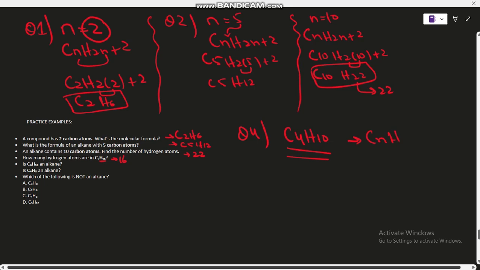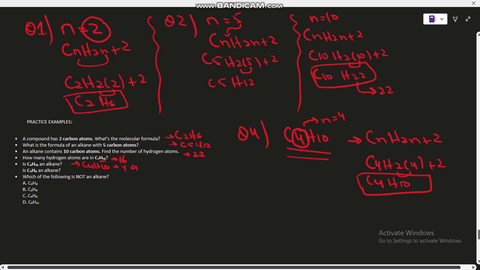So CnH2n+2, we know the value of carbon is 4, so the n becomes 4. So this is C4H(2×4+2). This is C4, this is 8 and this is 10. So yes, since it has satisfied the formula, we can call this C4H10, which means the answer is yes.